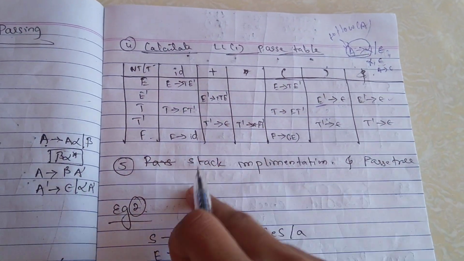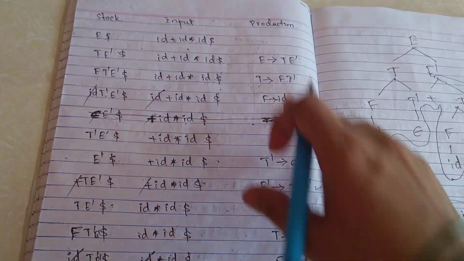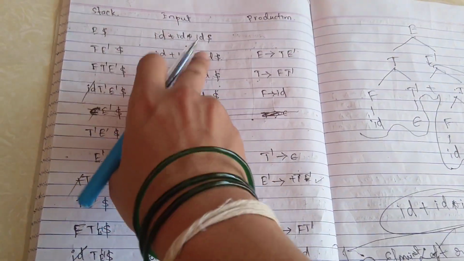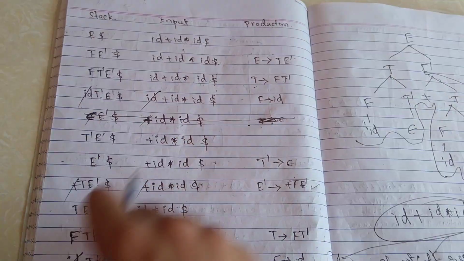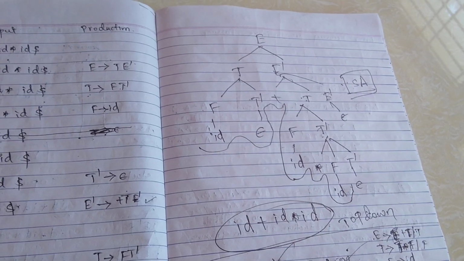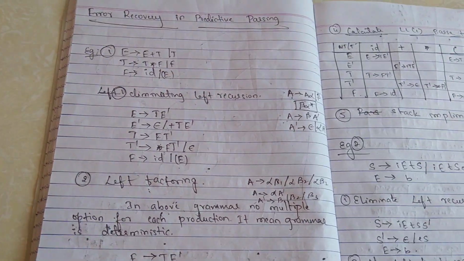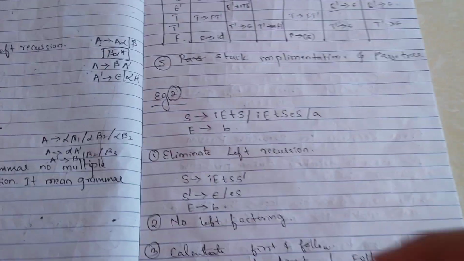Depending on this, we already created the stack implementation. They are given the input symbol, stack and production, and depending on that we create the parse tree. So this is a very important concept. The given grammar is LL1. Now we are going to understand whether a given grammar is LL1, with a second example.